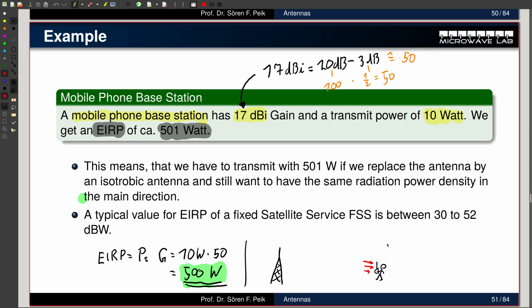And the power flux density he receives is S, equal to EIRP divided by 4 pi r squared. Now this is distance r here. So for the guy who receives this, it appears that this antenna radiates with 500 watts in all directions, even though in reality it transmits only with 10 watts and a gain of 17 dBi in this direction. For the receiver, it doesn't make a difference. That's why the EIRP value is so important for us.